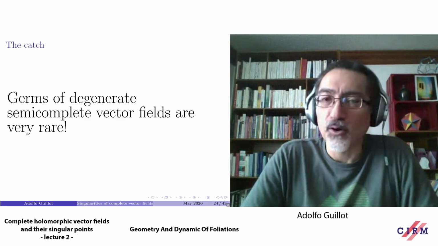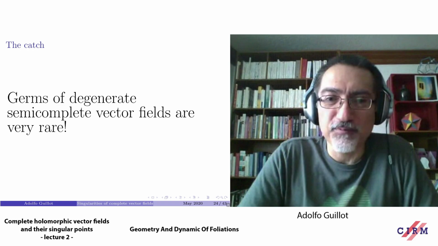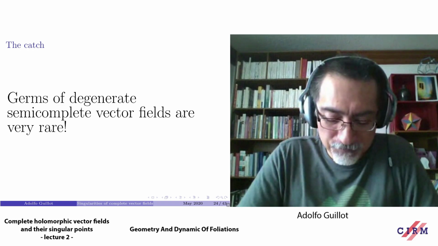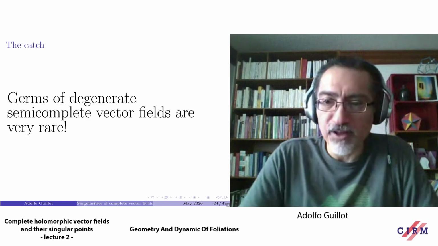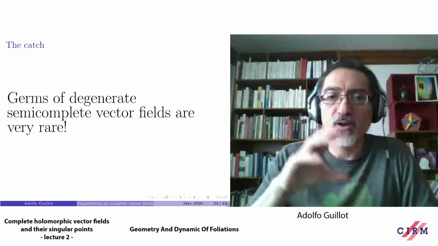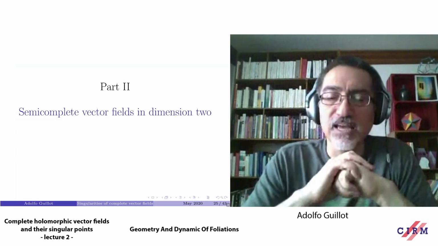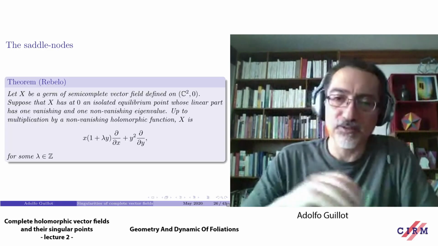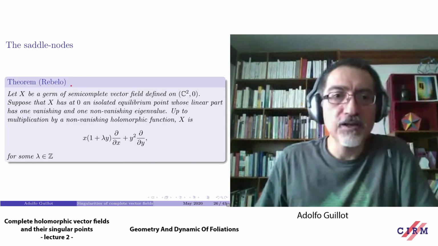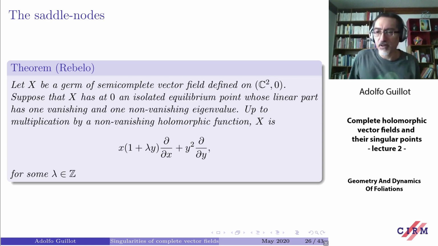Up until now we have some definitions and some things in dimension 1, but let us go to dimension 2. In order to illustrate how this works, let me show you what happens with the simplest, in some sense, degenerate vector fields in dimension 2. So we're going to look at semi-complete vector fields in dimension 2. I will tell you about this theorem by Giulio Revello.